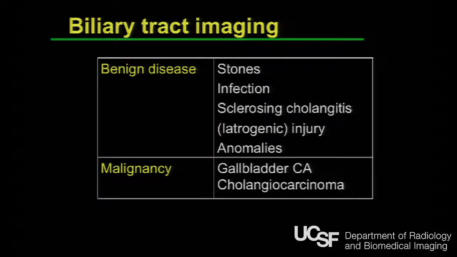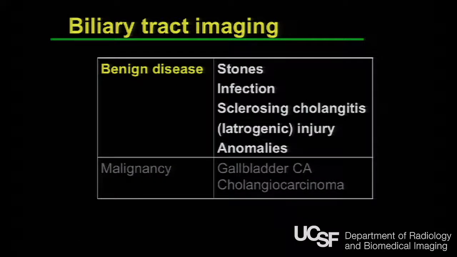Let's look at the overview. Benign diseases of the biliary tract are far more common than malignant diseases, and the most common is stone disease, followed by infection and autoimmune processes, then various injuries that can occur, often, unfortunately, iatrogenic. And then we'll cover the unusual but very deadly malignancies that affect the biliary tract.